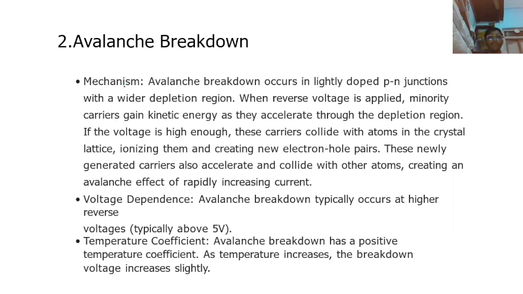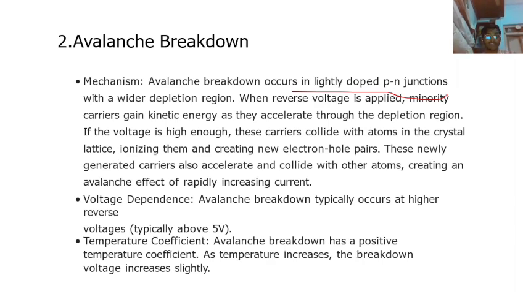Avalanche breakdown mechanism. Avalanche breakdown occurs in a lightly doped p-n junction diode. If you see, Zener breakdown occurs in a heavily doped p-n junction diode with a narrow depletion layer, and avalanche breakdown occurs in a lightly doped p-n junction diode with a wide depletion layer.